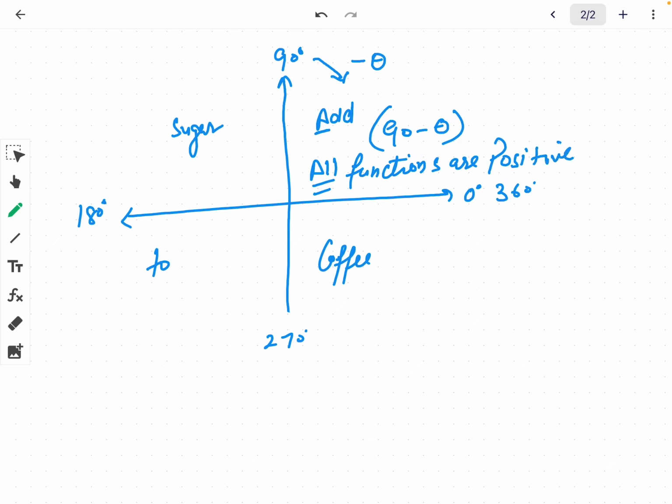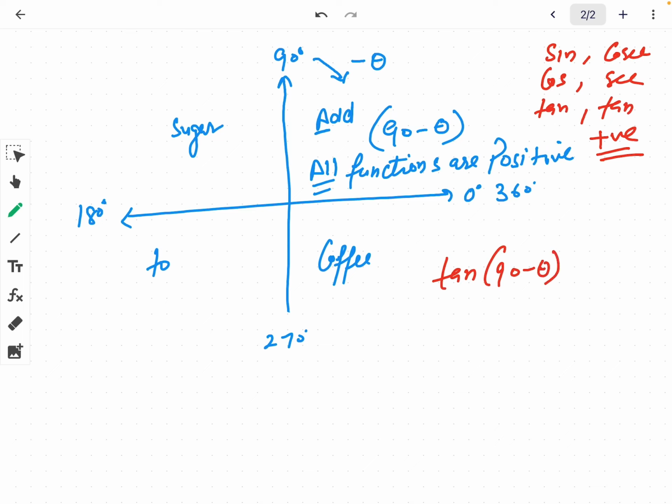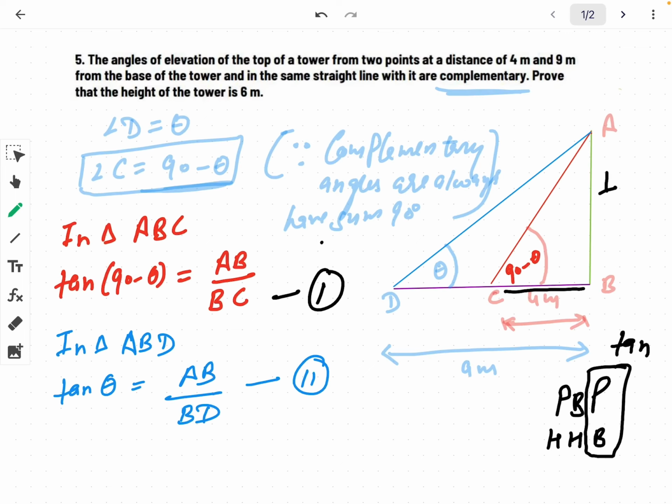If you don't remember, let me recall that in the first quadrant all functions, sine, cos, tan, cosecant, secant and cot, are positive. So therefore tan of 90 minus theta, on the 90-degree angle, will change to cot theta.